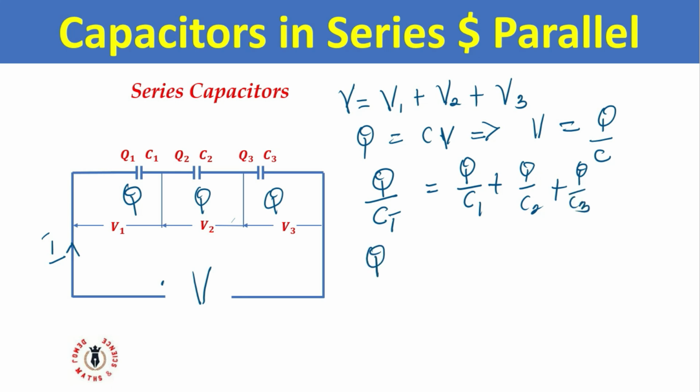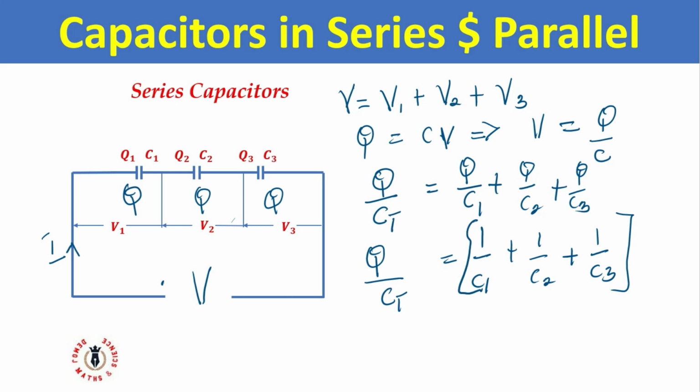Now I can bring out Q, so Q over CT will be equal to Q times 1 over C1 plus 1 over C2 plus 1 over C3. So I can now divide both sides by Q. Then I'll be left with 1 over CT equal to 1 over C1 plus 1 over C2 plus 1 over C3. Now let's see it when they are connected in parallel.